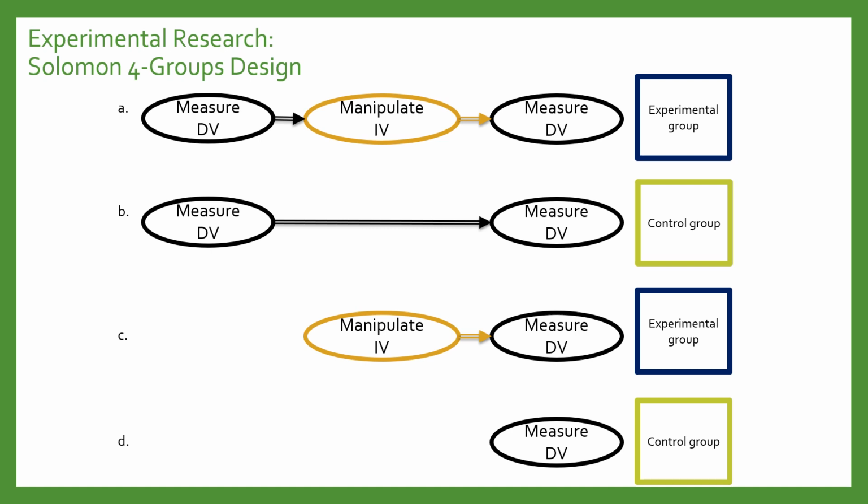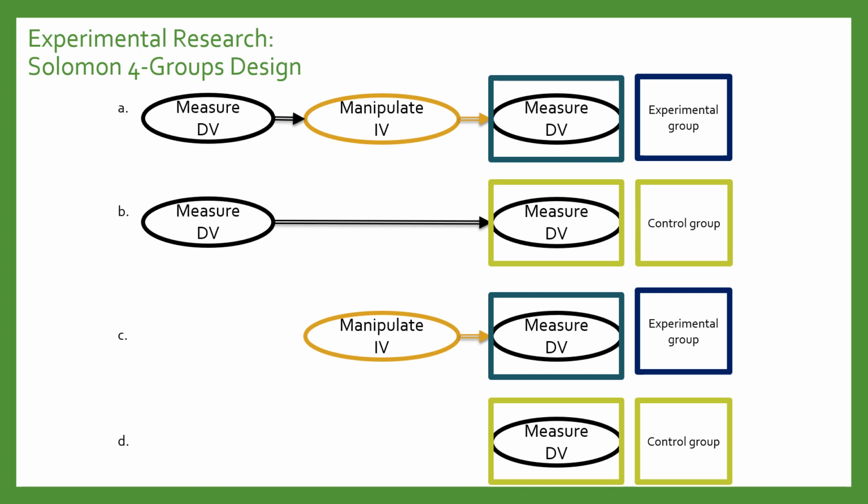And keep in mind that these measurements should all be happening at the same time, right? The pretest should happen at the same time, the manipulation should happen at the same time, and the post-test should happen at the same time. All right, group D, that's your control group 2. That is the post-test only group. No pretest, no intervention, just a post-test.